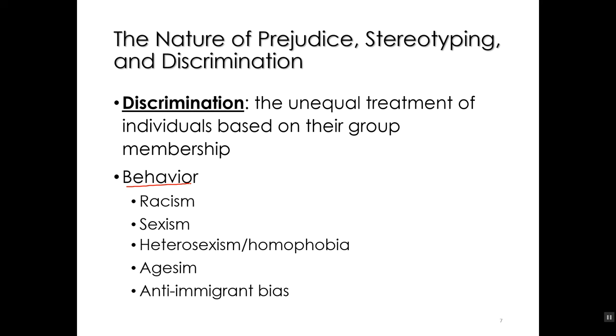We've talked about attitudes and schemas. Discrimination describes a behavior, and based on the target of this behavior, we give discrimination different specific names. Racism, when the targets are members of different racial groups. Sexism, when the targets are members of one gender. Heterosexism or homophobia, when the targets are gay people. Ageism, when the targets are people of different ages. And the more awkward term, anti-immigrant bias, when we're prejudiced against immigrants.